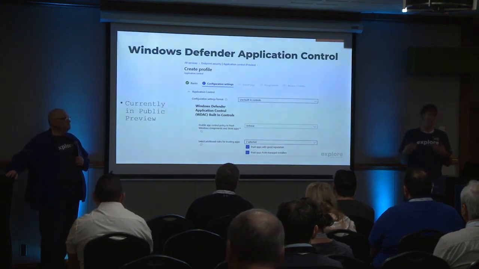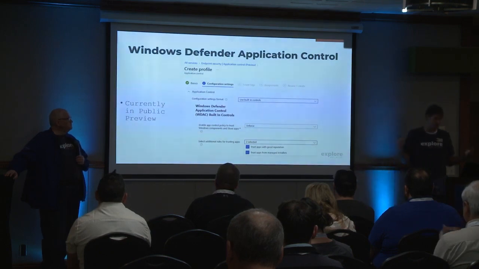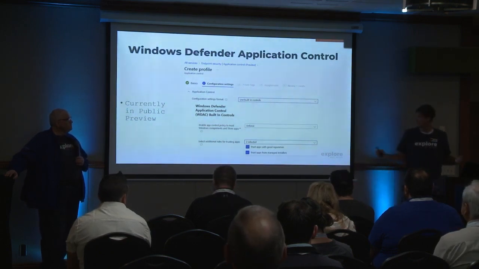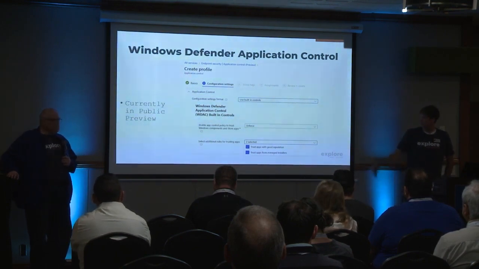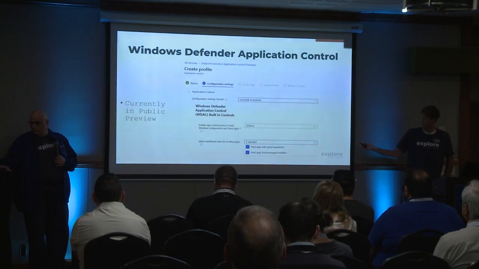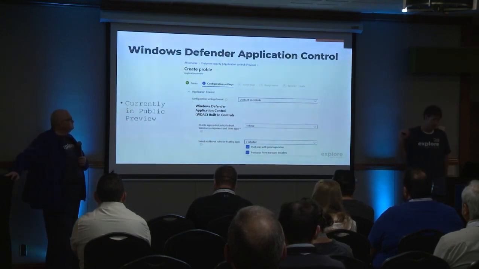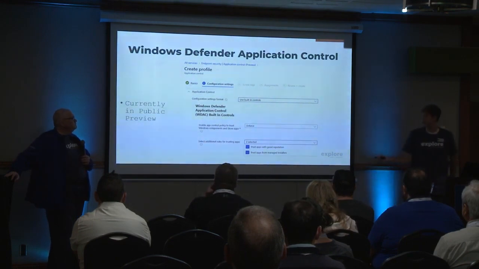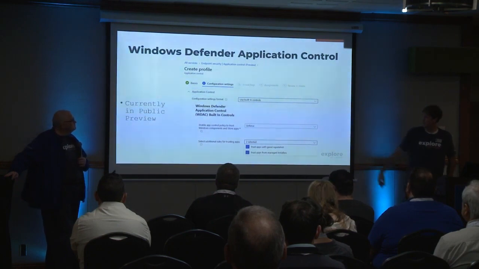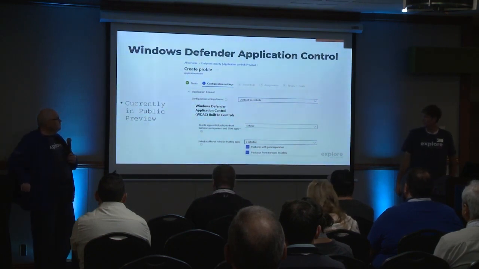The Intelligent Security Graph is where Defender for Endpoint, Cloud App Security, all of the security suites check in. And when you go to install a new application, it's going to ping that Intelligent Security Graph to see if that app has a good reputation or not. So that's the light touch management for Windows Defender Application Control. The easy button.